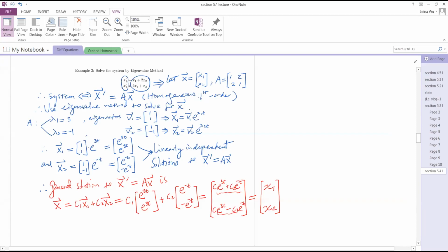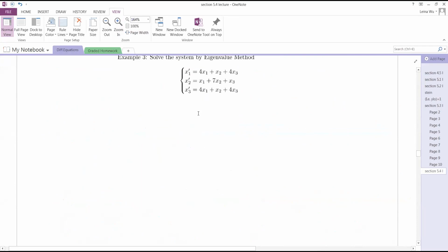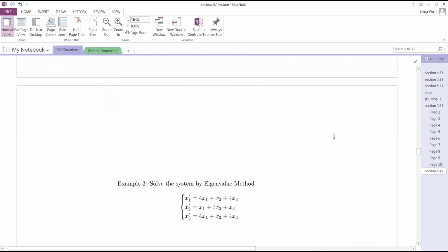Any other questions, folks? All right, if not, then we're going to continue to the next page. I have example 3, solve the system by eigenvalue method. Okay, so we're going to do this again. This time we don't have the eigenvalues set up yet, so we're going to start from scratch here. Let me make sure I have enough space on this page. All right, so solution.